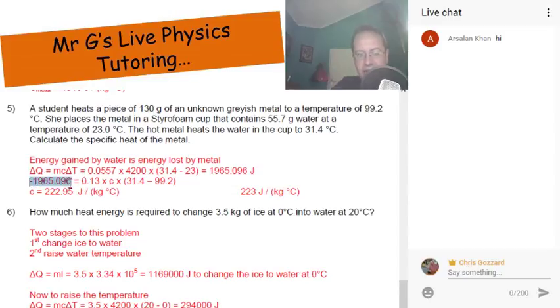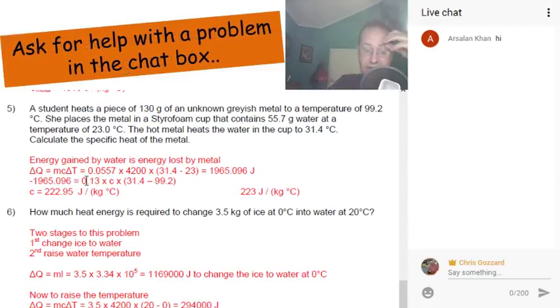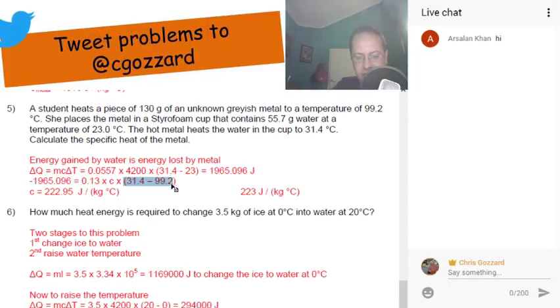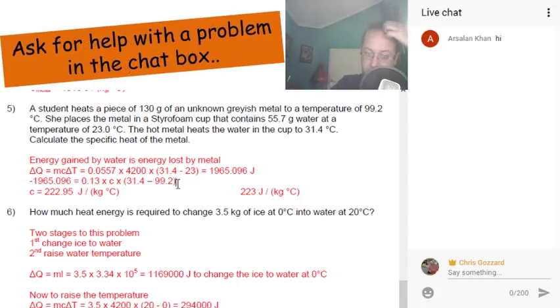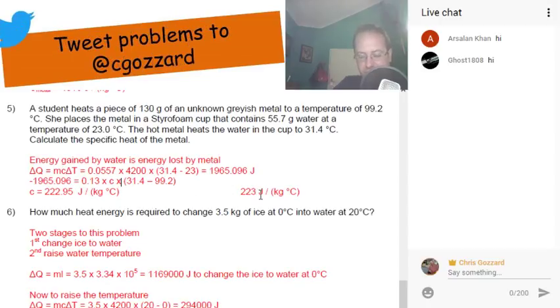This time, again, it's a negative value because the metal has lost the energy. So this is the mass of the metal, which is in kilograms, 0.13, times by the specific heat capacity, times by our delta T. And remember, this time we went from a temperature of 99.2 degrees down to 31.4 degrees. And then finally, the only thing we don't know is C. So if you rearrange this, we get 222.95, and then just making it to 3 significant figures, we get 223 joules per kilogram per degree.